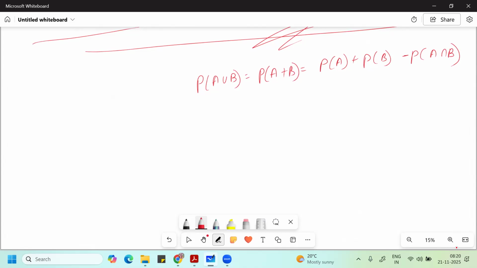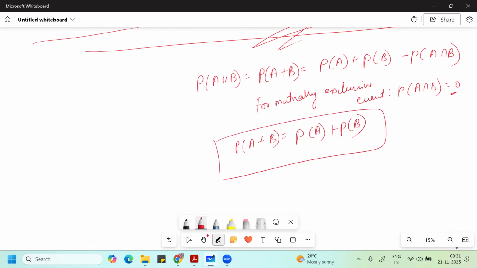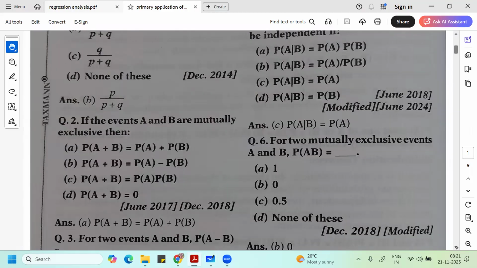When two events are mutually exclusive, it means they cannot happen together. So for mutually exclusive events, remember that A intersection B would be 0. So the probability of A plus B would be equal to probability of A plus probability of B. For question number 2, the answer is option A.